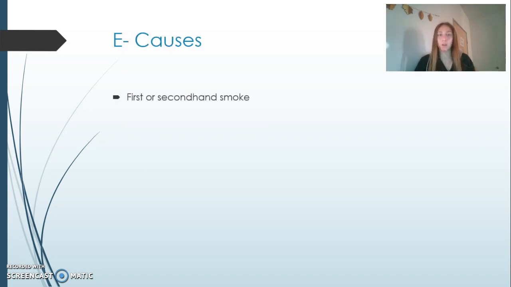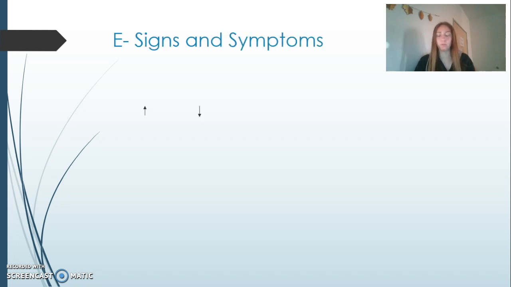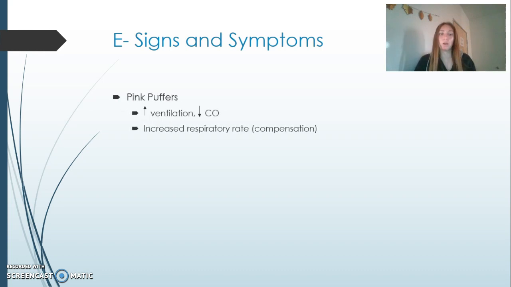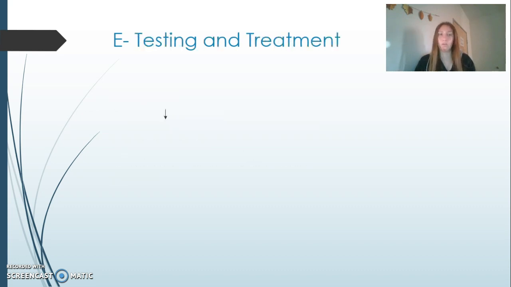Causes of emphysema would be first or secondhand smoke, so similar to chronic bronchitis, but opposite in the pathophysiology of it. It's also caused by genetics. Signs and symptoms. Pink puffers. Their ventilation will increase and their cardiac output will decrease. They'll have an increased respiratory rate to try and compensate for the loss of gas, and so they want to breathe in and out more gas, so that's why their respiratory rate would increase. They will have clubbing of their nails and a barrel chest due to the increased pressure in their lungs. They also have a cough.